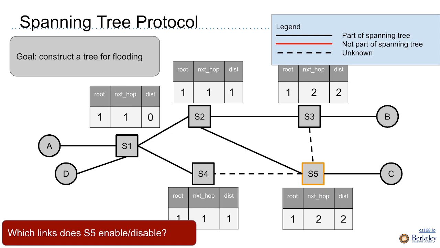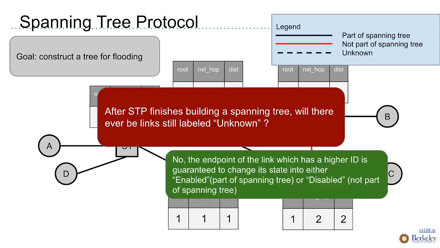So if we are doing it in this order, they'll be disabled. And there's also this thing that we might be worried that in the end, maybe some links will stay in the unknown state. But if you look at the protocol spec carefully, you'll see that if you chose this order of switches and added spanning tree items in this order, then the switch that has higher ID will always either enable or disable any link. So in the end, we will have no links with unknown state.